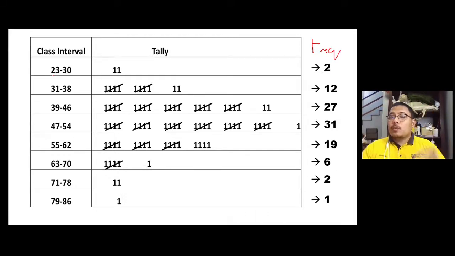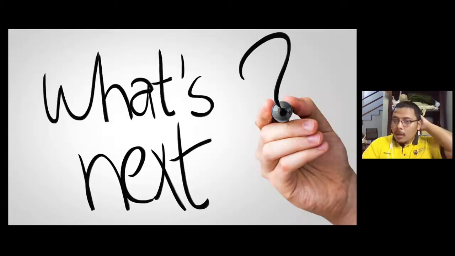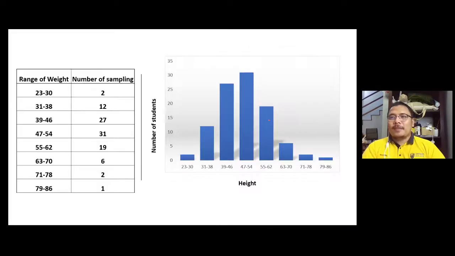So this means that there are two students who have weight between 23 and 30, and then 31 students have weight between 47 and 54. So this is what is meant by the frequency. So what's next?